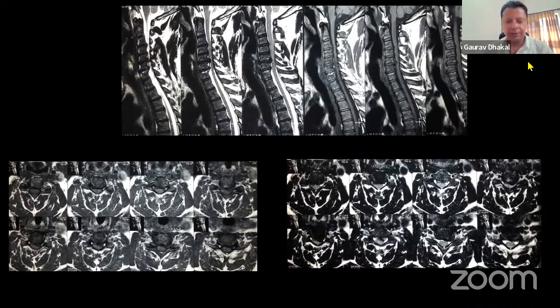In the axial sections, there is a similar picture with CSF effacement due to the disc osteophyte complex. And also there is neuroforaminal stenosis at multiple levels.